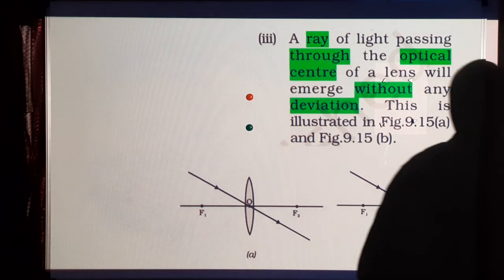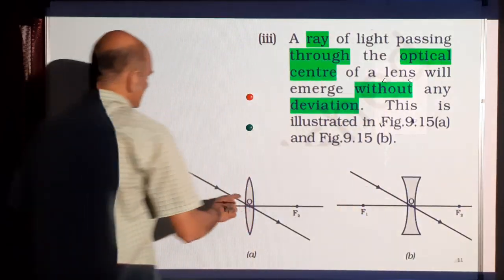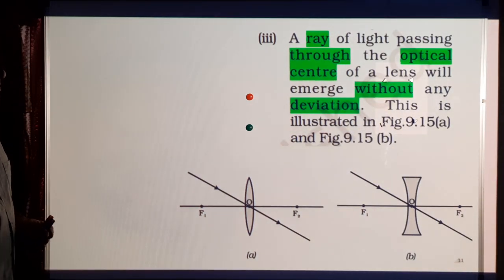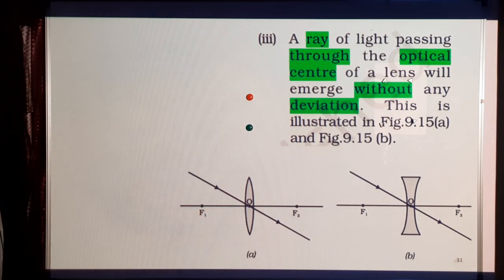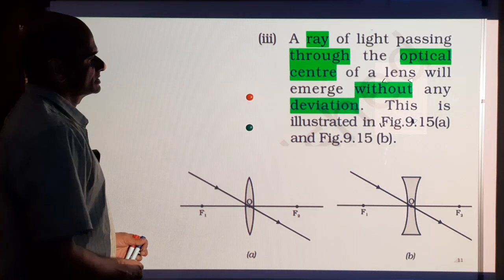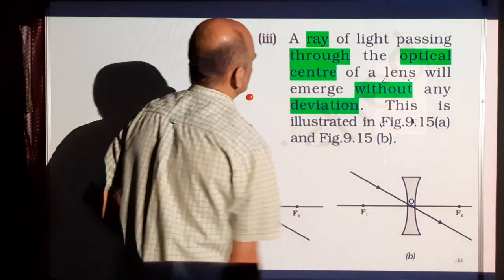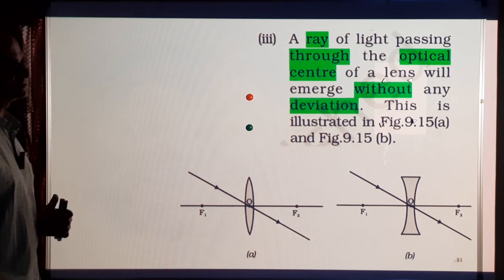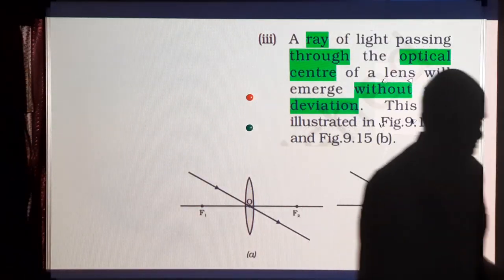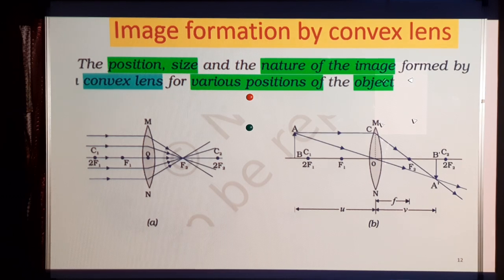Third special ray, this lens will have a center. So a light ray hitting the center will go undeviated. It's as if the lens is not there. That's true even for a concave lens. A light ray hitting the optical center, which is the center of the lens, will go unaffected without any deviation. So using the special rays, one can figure out the images for different positions of the object.